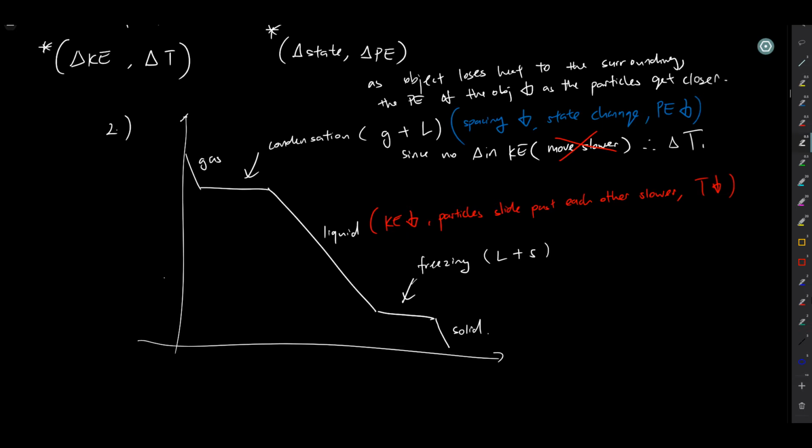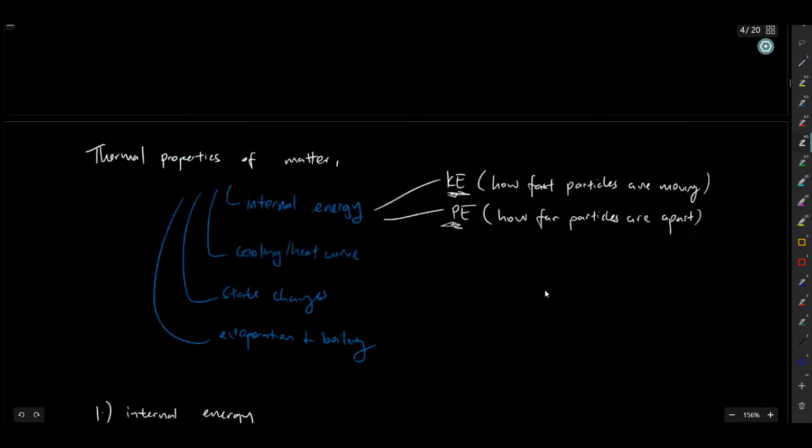Okay, so this is the full explanation, part 1 and part 2, as to what's happening during condensation. During condensation, the object loses heat, the potential energy of the object decreases, particles get closer together, and since there's no change in KE, there's also no change in temperature. It's losing energy in the form of potential energy, which means the particles end up getting closer together. Any issue with this cooling curve explanation? If not, I'll move on.